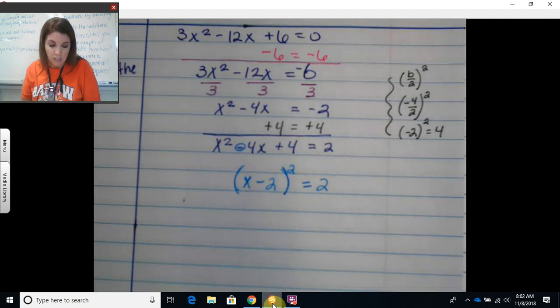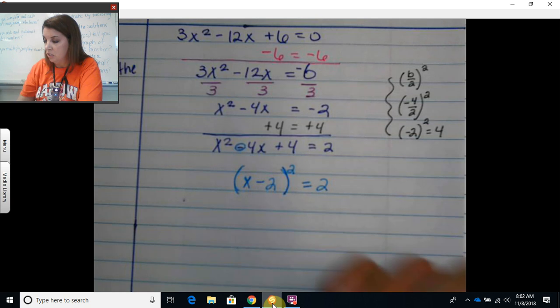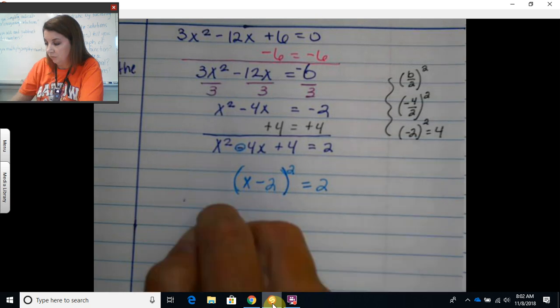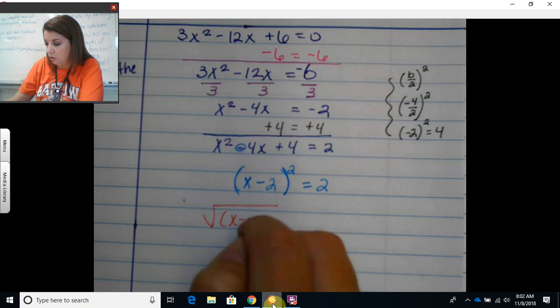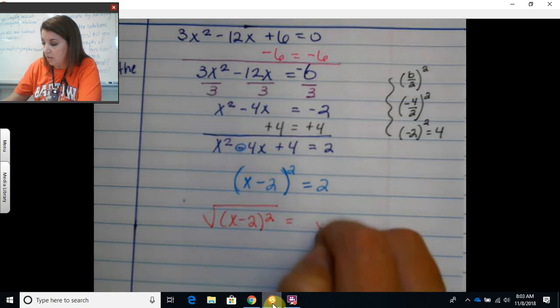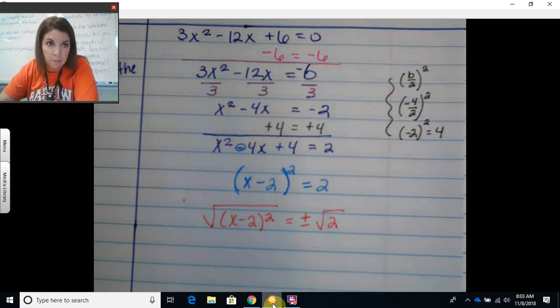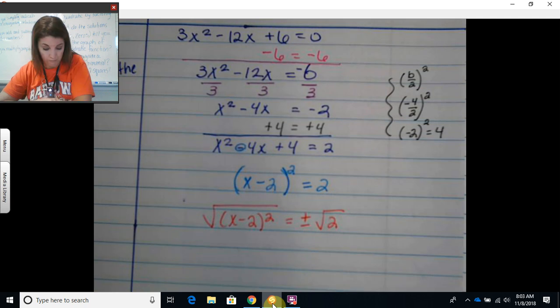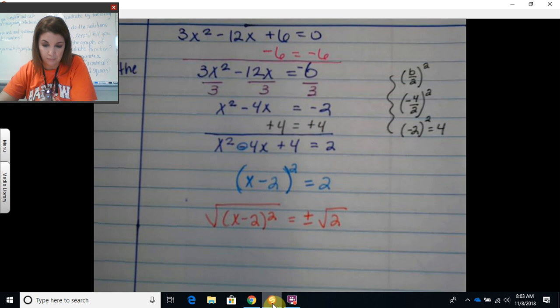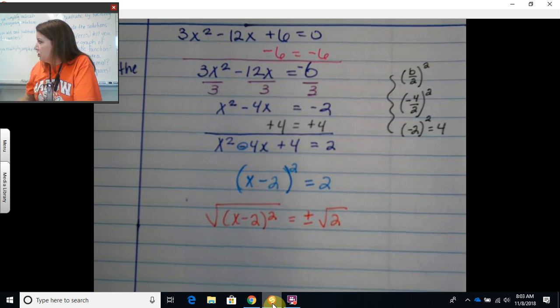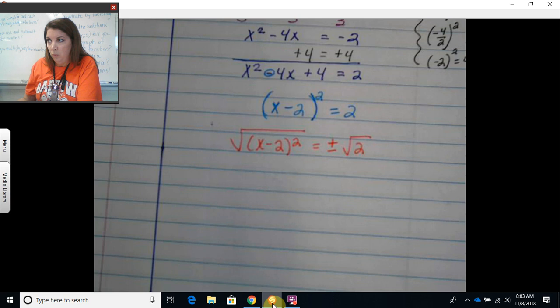Okay, step 5, take the square root of both sides. Make sure to take the positive and negative square root of the right side. So we're going to take the square root of x minus 2 quantity squared. Take the square root of both sides, and on the right side, make sure you take the positive and negative. Don't put the plus and minus sign under the radical. It's outside of the radical. So we haven't actually taken the square root yet. We just wrote the square root sign.